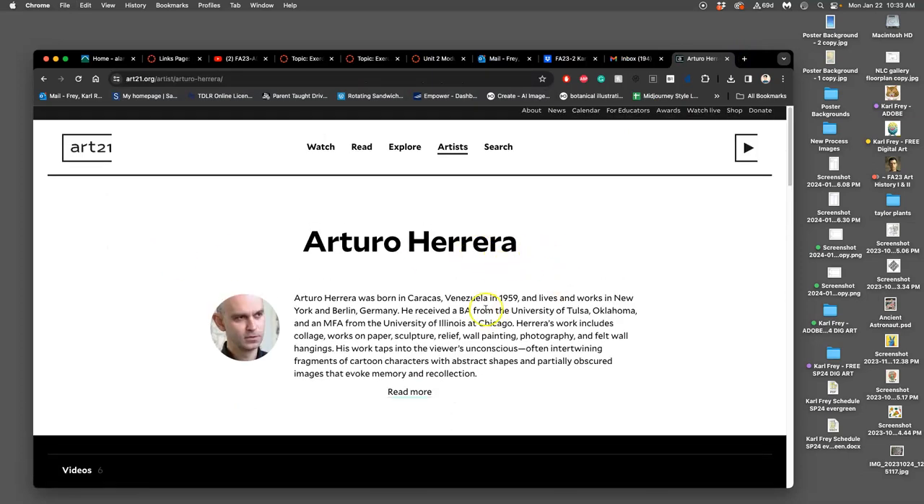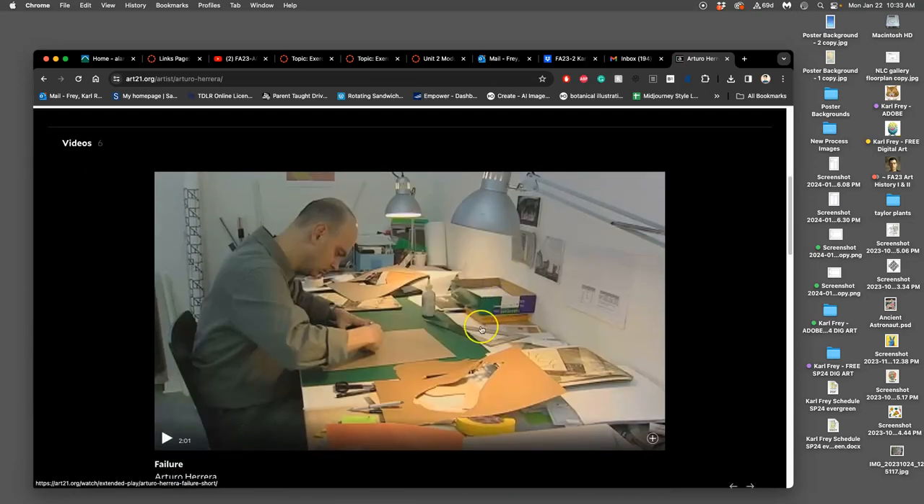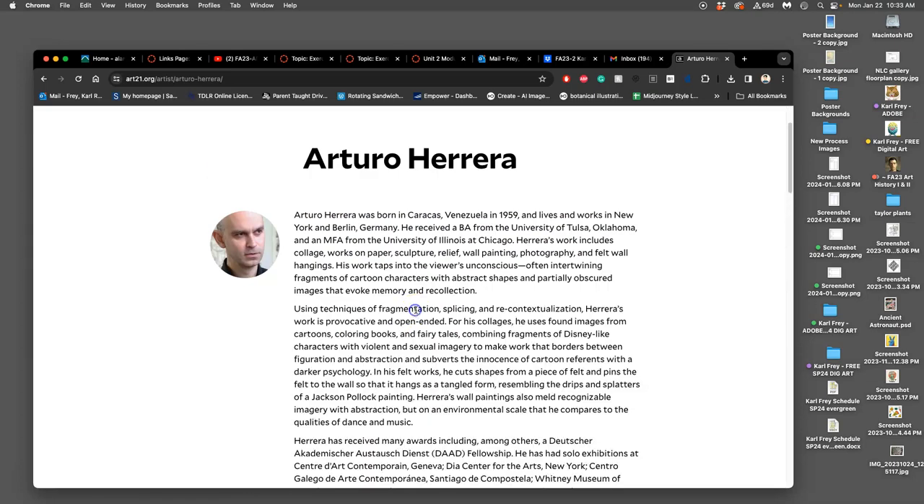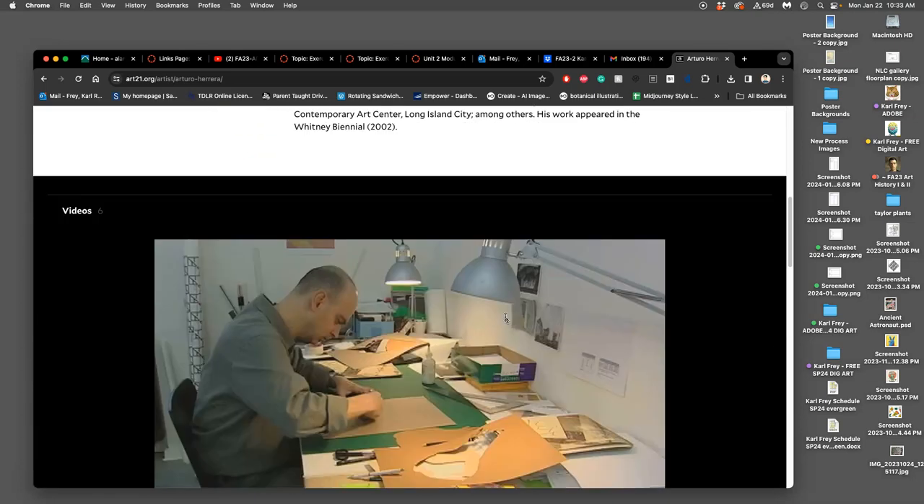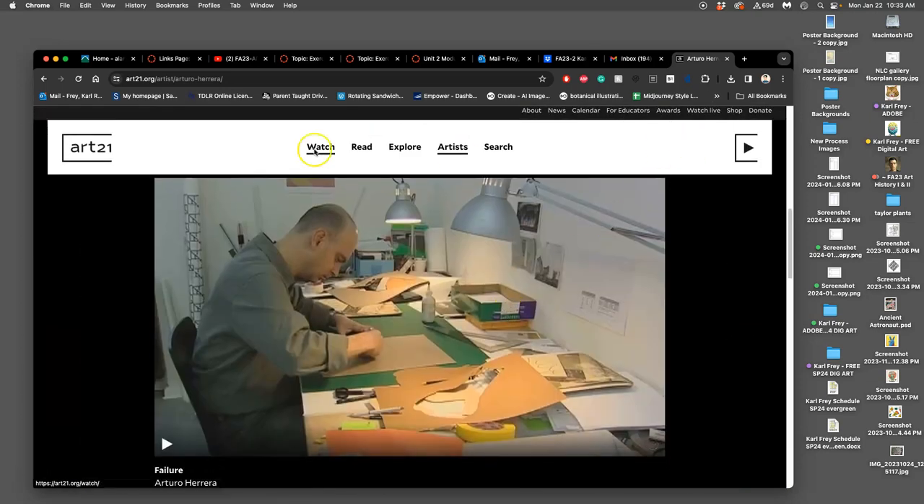He was born in Venezuela. He works in New York. I saw his work at the Armory show in L.A. He actually had a show here at Ruby City last year. And this is his workspace, right? You can see that he is not digital most of the time. He cuts things out.